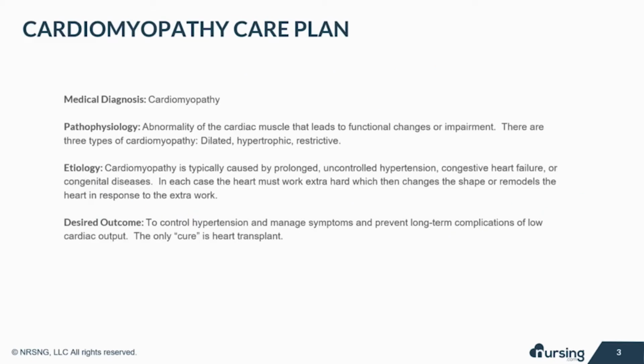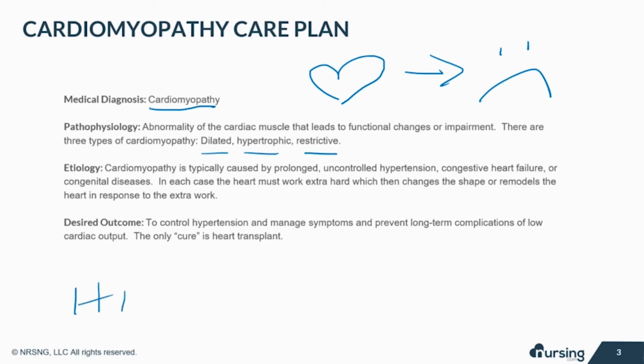So cardiomyopathy is the abnormality of the cardiac muscle that leads to impairment or functional changes of the cardiac muscle. There are three kinds of cardiomyopathy, including dilated, hypertrophic, and restrictive. So cardiomyopathy is typically caused by prolonged, uncontrolled hypertension, congestive heart failure, or congenital diseases.